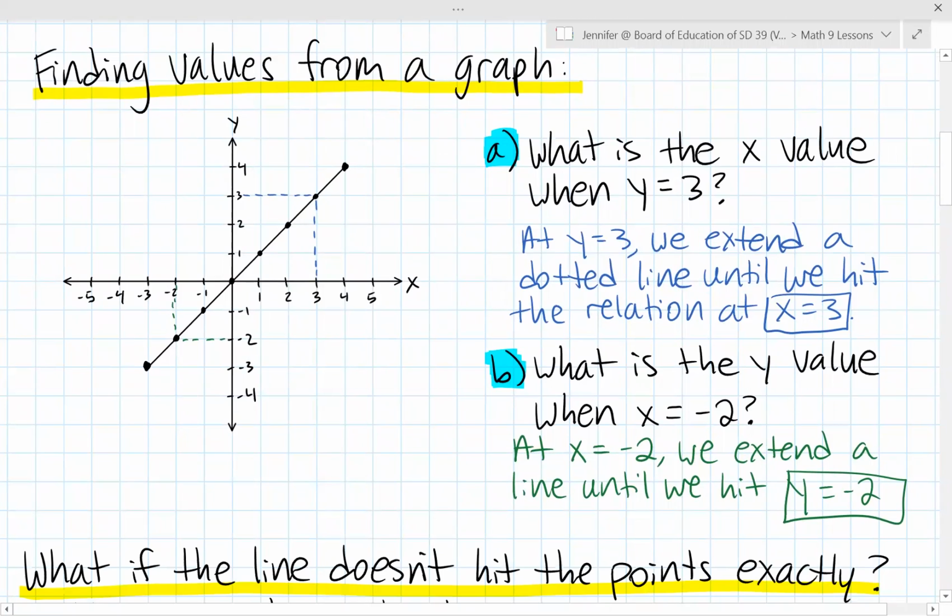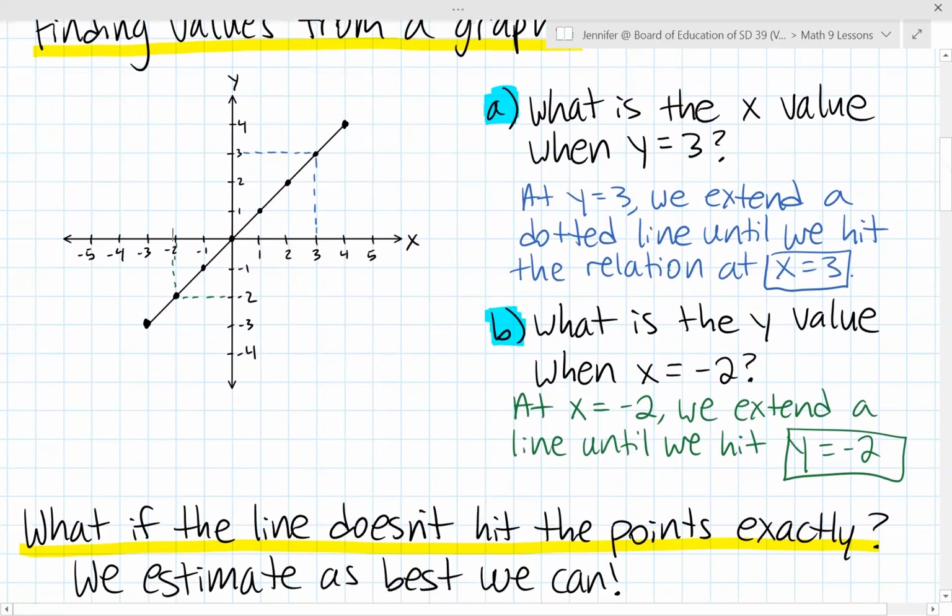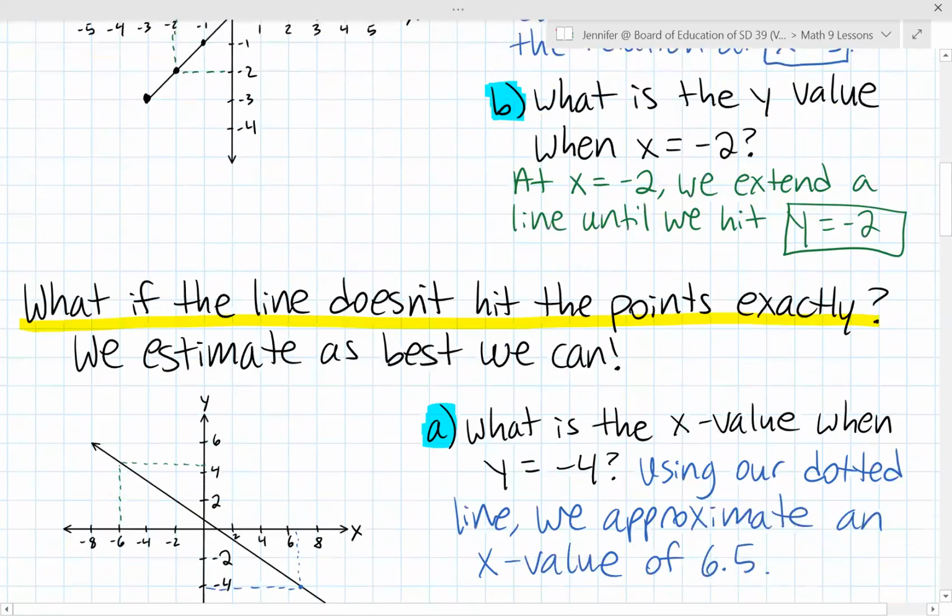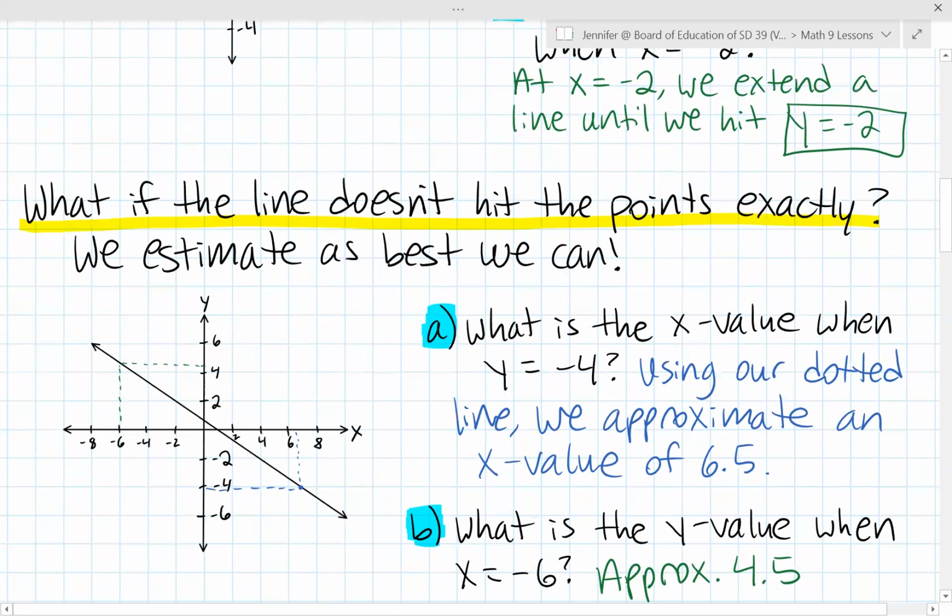But sometimes it's not always going to work out as nicely as this example. This linear relation goes through the grid lines exactly, so it's really easy to pick out the points. But what if that line doesn't hit the points exactly, which most of the time is going to be the case? Then all we're going to do is estimate the values as best we can. So in this example here, you can see that the linear relation is still a straight line, it's still a linear relation, but it's not always going through the grid lines. There's some points where it goes exactly through it, so those would be easy to find, but not all of them are. So we'll estimate.